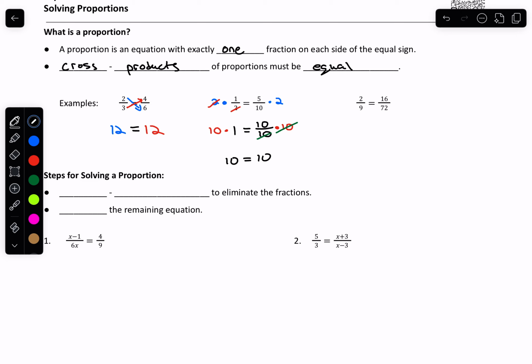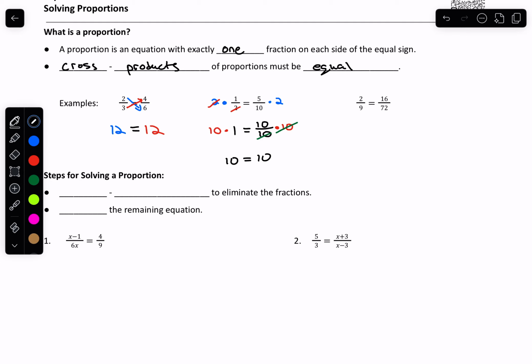If we don't want to do cross products, what we can do is eliminate the denominators by multiplying both sides of the equation by whatever the denominator is. But because of the cancelation that happens, 2 cancels 2 and 10 cancels 10, instead of doing those two steps, we can just go straight to 1 times 10 gives us the 10 on the left, and 2 times 5 gives us the 10 on the right. So instead of getting rid of denominators the old-fashioned way, when you have a proportion, you can just multiply across.